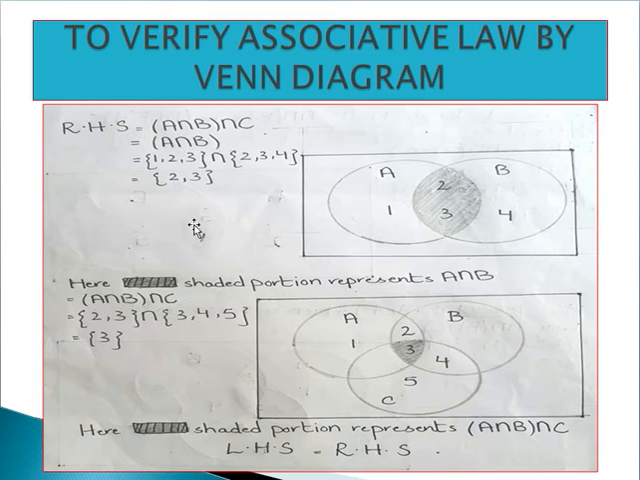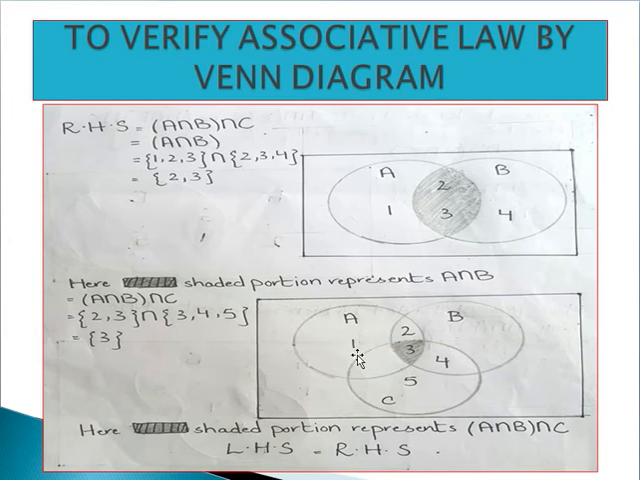A intersection B already we have done, that is 2 and 3. And C has elements 3, 4 and 5. Here only one element, that is 3, is same. Same process we will do by Venn diagram.